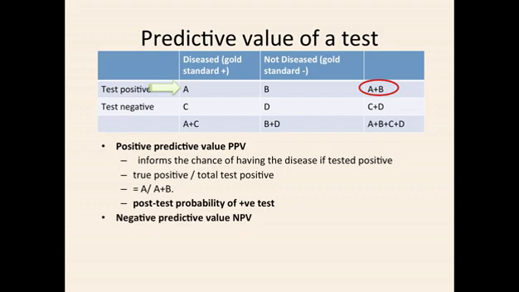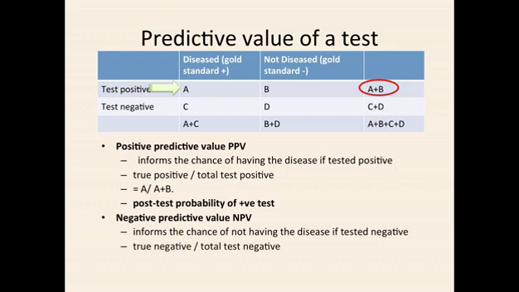Negative predictive value, NPV, informs the chance of not having the disease if somebody is testing negative. NPV is given by true negative divided by total test negative. In the table shown here, true negatives are D, total negatives are C plus D. So D by C plus D will give you the negative predictive value.